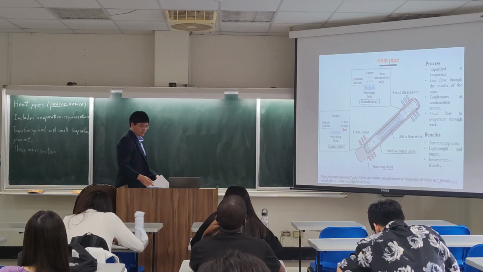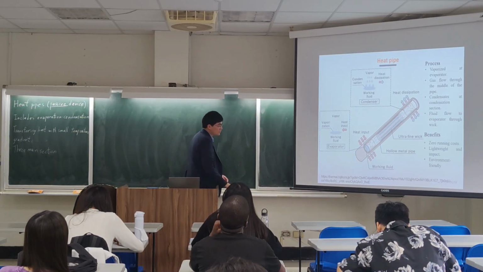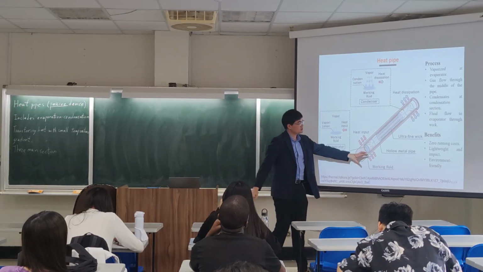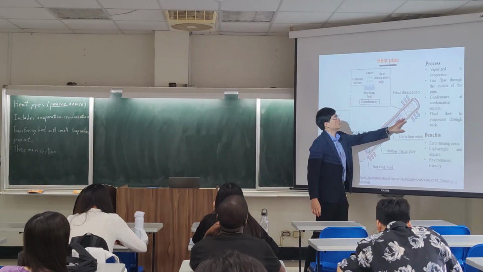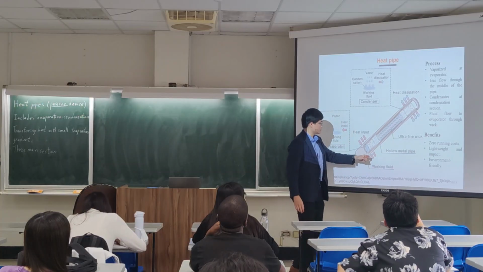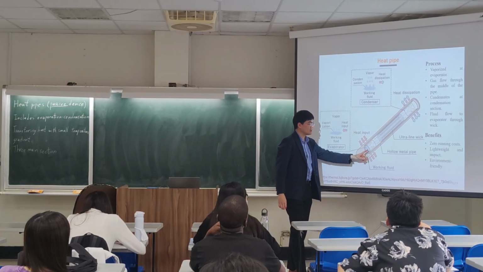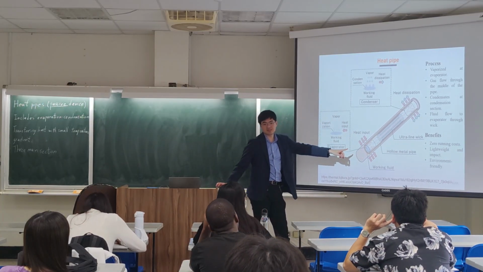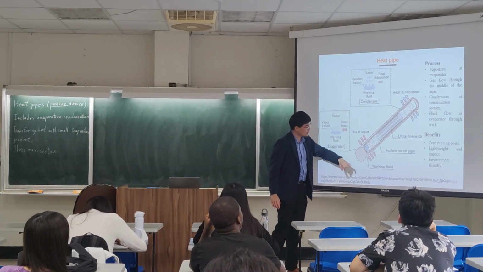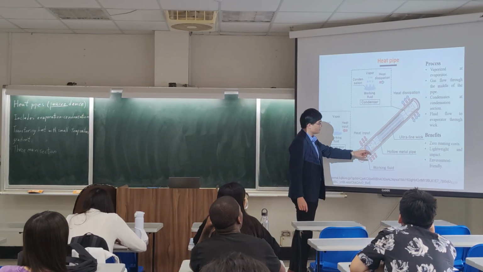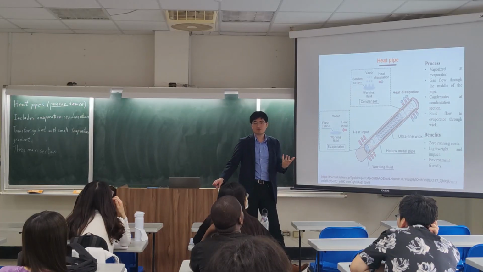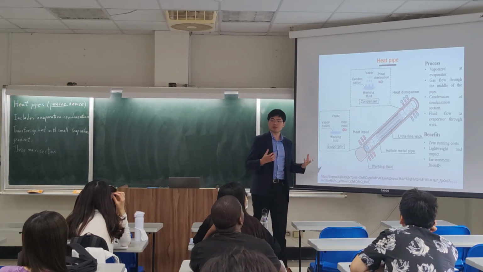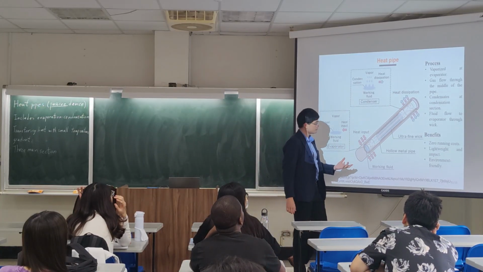First is the evaporator. Let's look at the slides here. You can see this is the hot side of the heat pipe and this is the cold side. Imagine heat going into the heat pipe at this end. The working fluid inside the heat pipe will absorb heat, and when absorbing heat, it will evaporate.